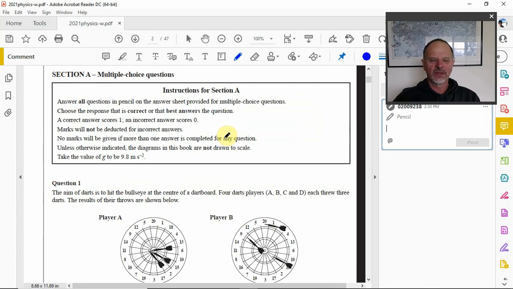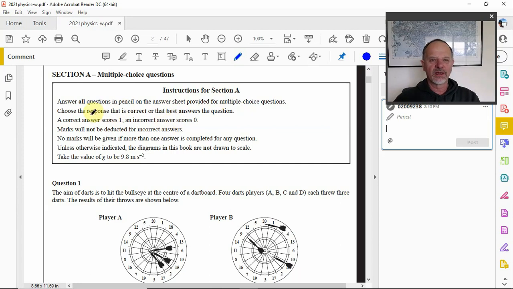All right, so we are looking at Section A here, so multiple choice. Choose the response that is correct or best answers. So if you think, oh, there's none of them that I like that much, then choose the one that's the best of those.